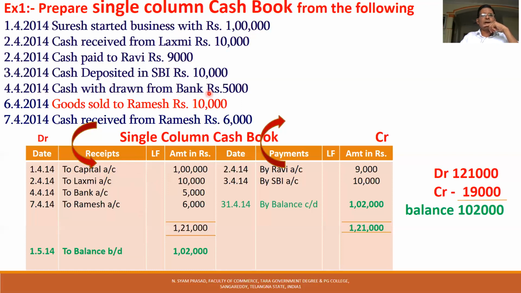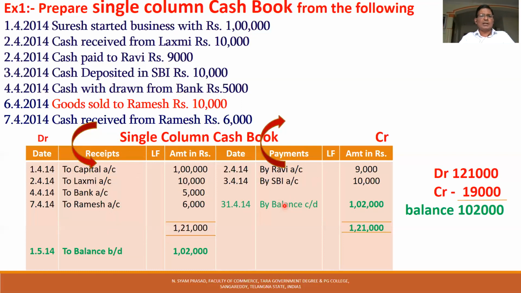Cash withdrawn from bank means cash coming in, 5,000, receipt side. Cash received from Ramesh means 6,000 cash coming in. So these four transactions, cash coming in, are on the debit side. These two transactions, cash going out, are on the credit side. Total 6 transactions are entered in the single column cash book.